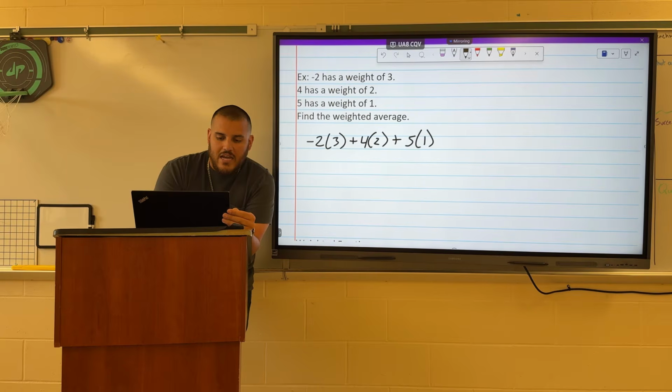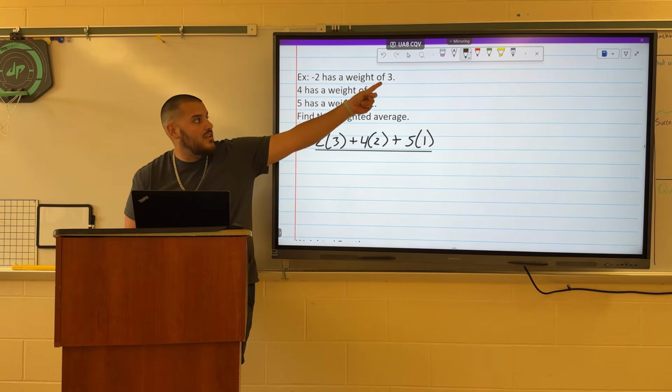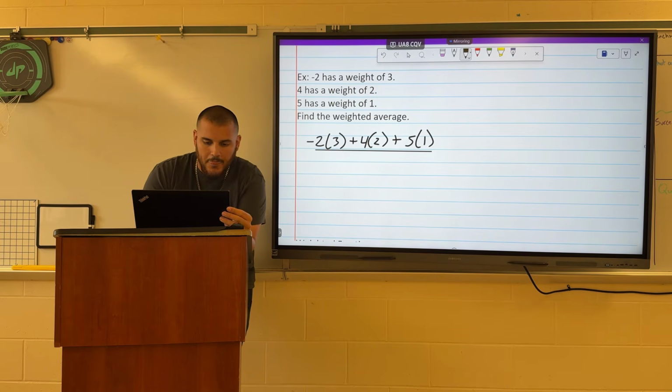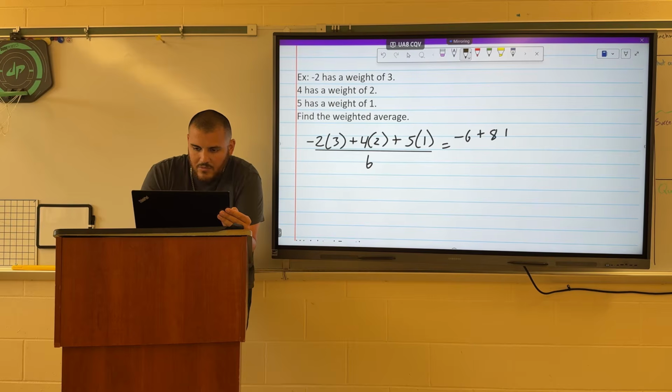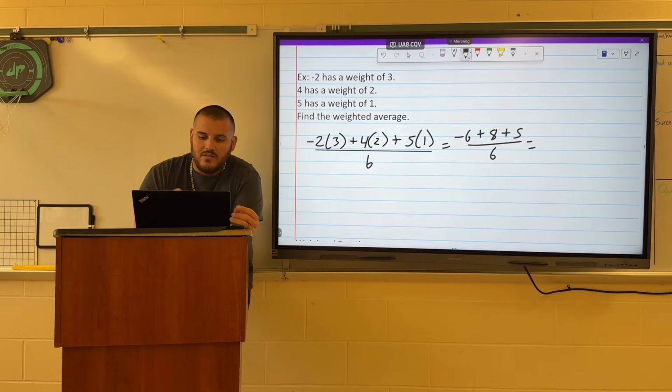And remember, we're dividing this by the total number of weights. In this case, we're getting 6 again. 3 plus 2 plus 1. Again, that's adding the numbers here in parentheses. And end up dividing by 6. And I'm multiplying up top. -2 times 3 is -6, plus 4 times 2, which is +8, plus 5 times 1, which is 5, all being divided by 6. I'm adding all those up in the numerator. -6 plus 8 is 2, plus 5 is 7.